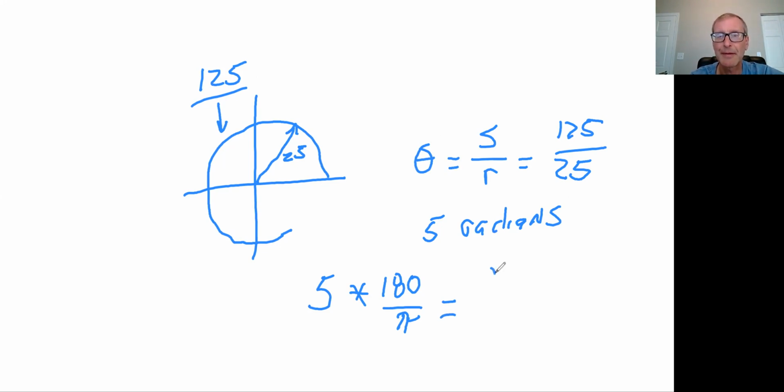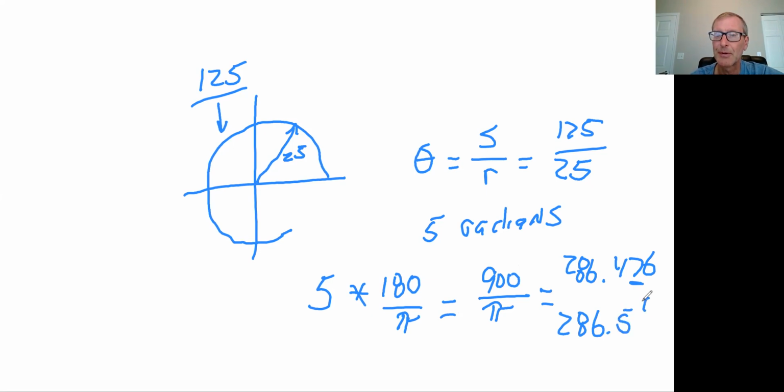So if you did that, that would be 900 divided by pi. And so you get out your calculator, and this says round it to 1 decimal point, according to what the problem asked. So you would get a number of, say, 286.476, and so that 7 would increase that 4 to a 5. So the answer would be 286.5 degrees.